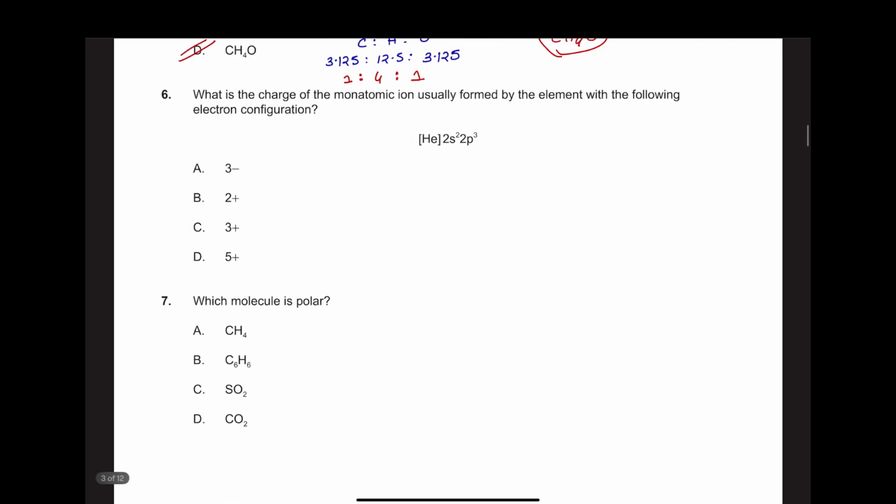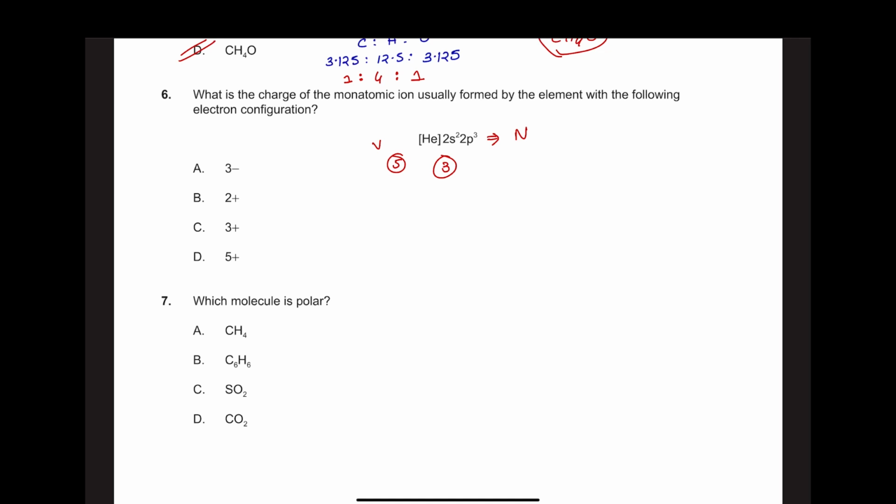Next. What is the charge of the monoatomic ion usually formed by the element with the following electronic configuration? 2s2 2p3 is the electronic configuration of nitrogen, right? So it has 5 electrons in the valence shell and it needs 3 more electrons to complete its octet. So nitrogen has two options. Either it can lose 5 electrons or gain 3 electrons.